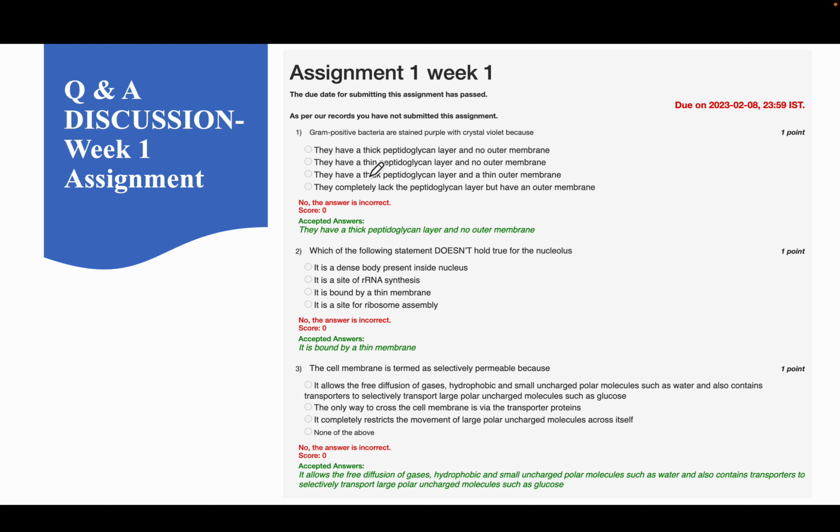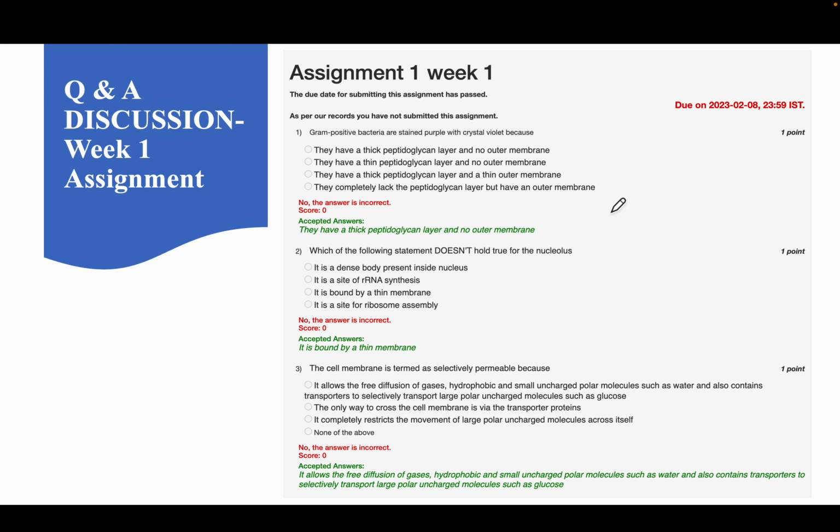staining? So the options were: they have a thick peptidoglycan layer and no outer membrane. Second option, they have a thin peptidoglycan layer and no outer membrane. Third, they have a thick peptidoglycan layer and a thin outer membrane. The fourth option was, they completely lack the peptidoglycan layer but have an outer membrane.